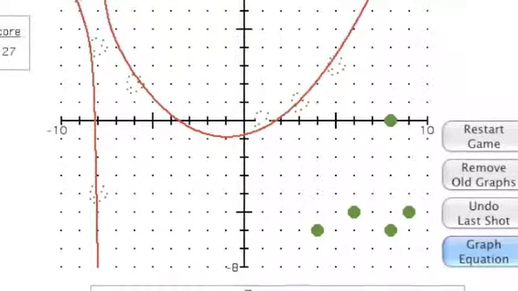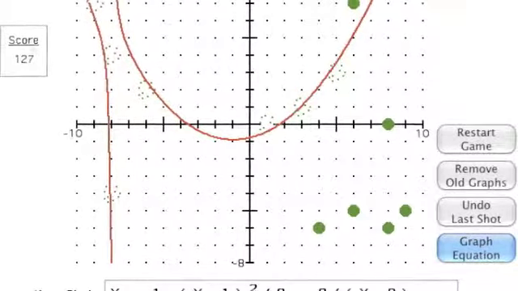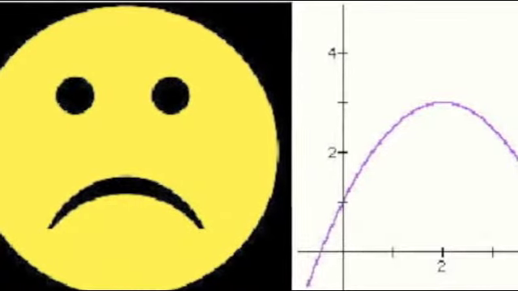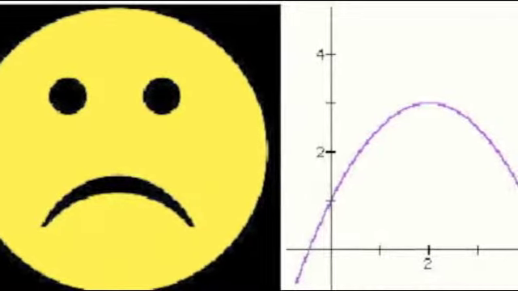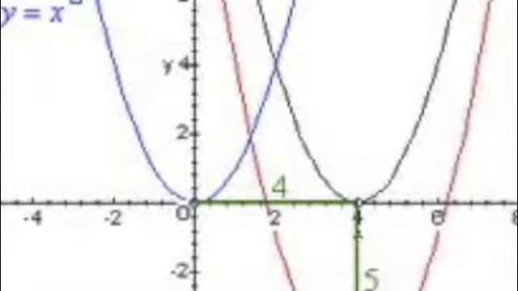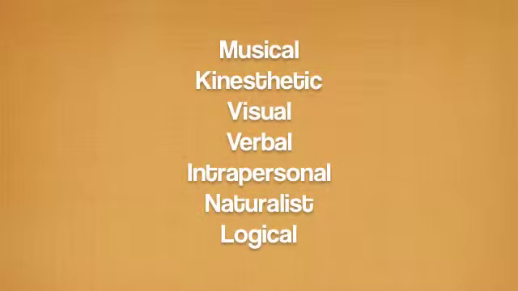The Green Globs computer program and project will show students how to shift and scale a graph throughout the parent graph, y equals x squared. Both of these projects address the needs of the musical, kinesthetic, visual, verbal, interpersonal, naturalist, and logical learners.